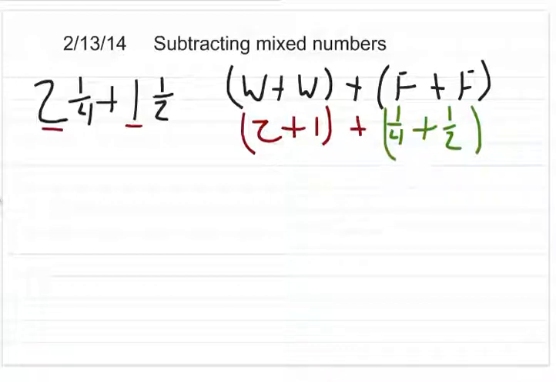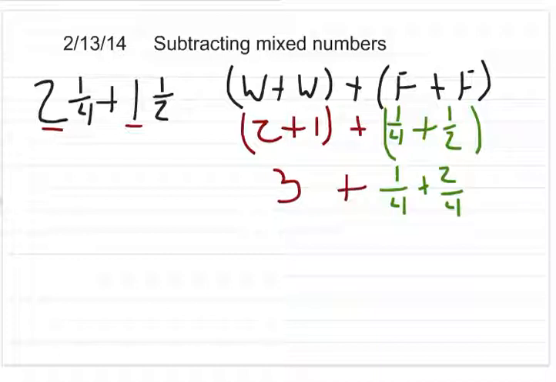Okay, and again here, I need to convert these fractions. I cannot combine them as they are, so I need to find a common denominator, which is going to be 4, so 1/4 plus 2/4, and I'm going to bring that down. So now I know my whole number is 3, my fraction is going to be 1/4 plus 2/4, which is 3/4. So my final answer here is going to be 3 3/4.